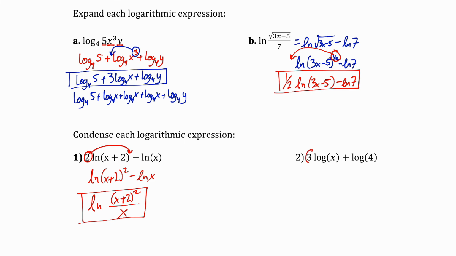So I'm going to do the same thing. I'm going to take my 3, move it back into an exponent. So I have log of x to the third plus log of 4. Now, with these, we've got one log plus another log. That kind of looks like that product property, so we can combine those to make it log, well, we don't have a base, it's base 10, of x to the third times 4. I'm just going to write that as 4x to the third. And that's all.